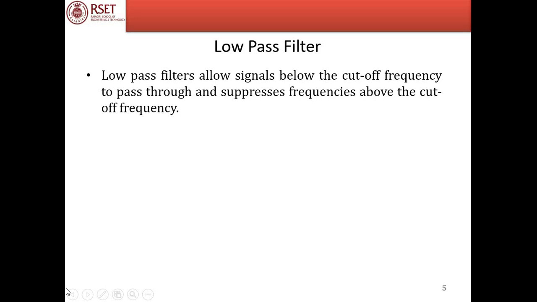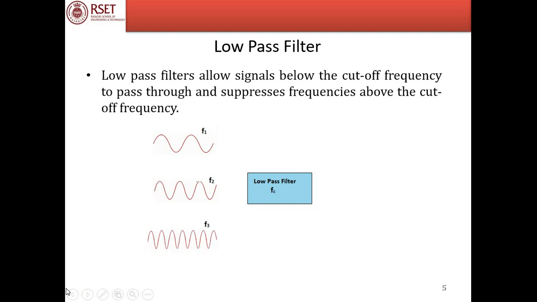So, we can define a low pass filter as a filter which allows signals with frequencies below the cutoff frequency or critical frequency to pass through and suppresses frequencies above the cutoff frequency. Let us see an example. Consider a low pass filter with cutoff frequency denoted by Fc. Let us consider three different input signals with frequencies F1, F2 and F3.